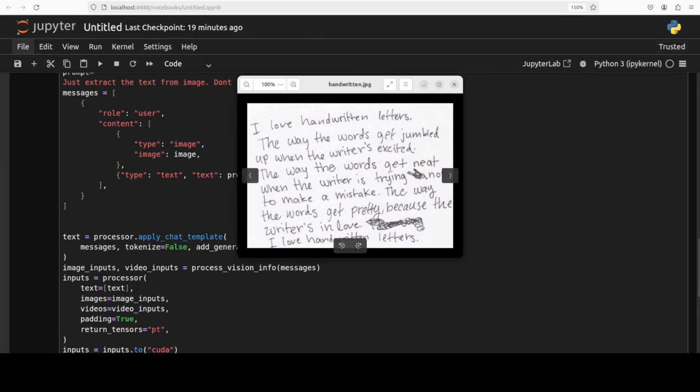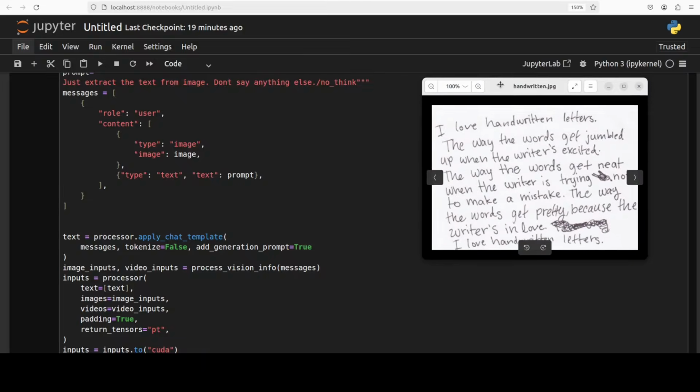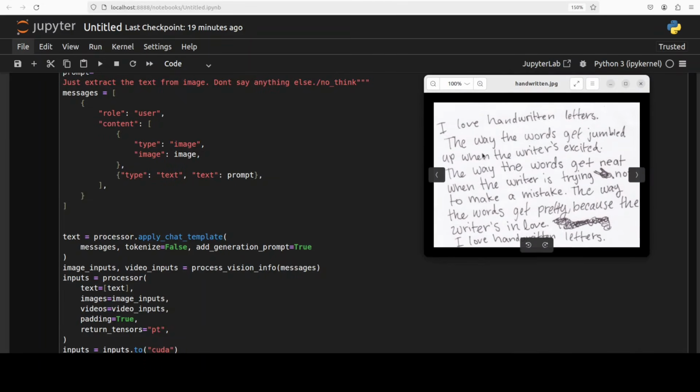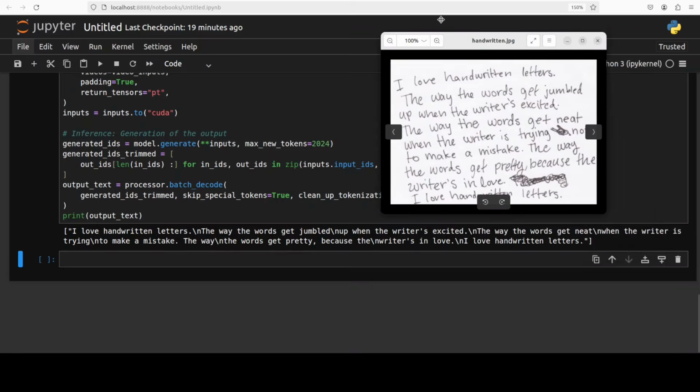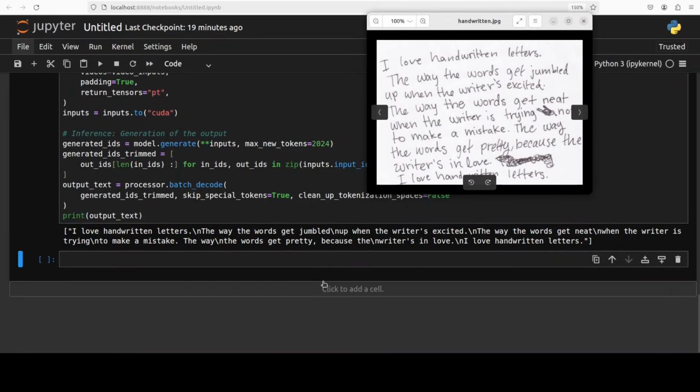I'm giving it another try at OCR. I have given it this handwritten text, and I am asking it to just extract the text from the image and not say anything else, in the no thinking mode. So let's check it out. Yep, now it has followed it. So we have to tinker with our prompt. It says, I love handwritten letters, which is good.